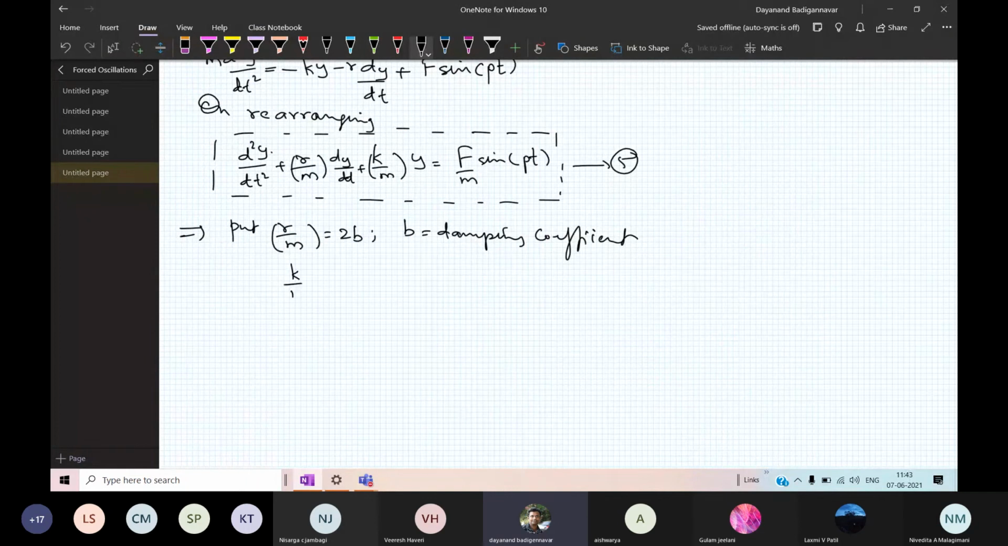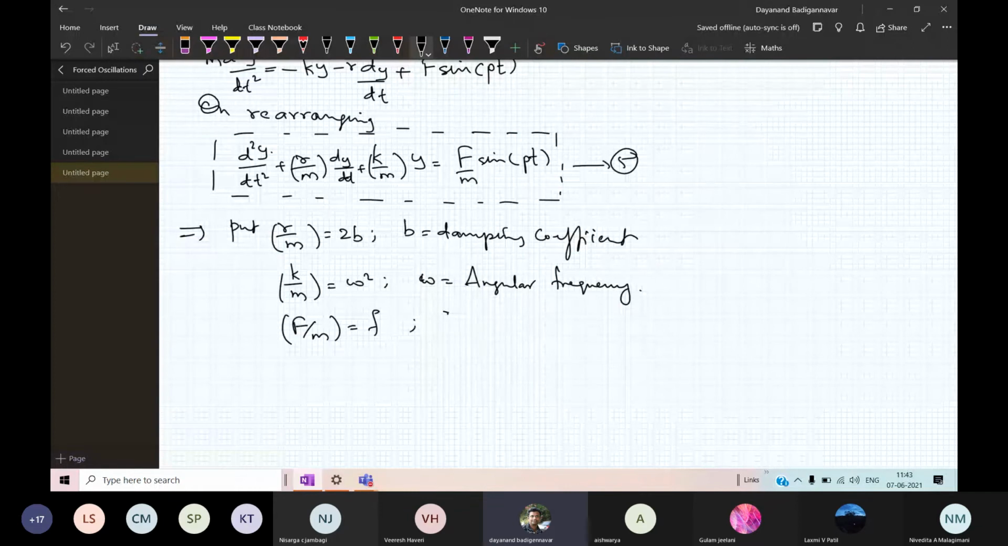K by M is equal to omega square, where omega is the angular frequency. Then capital F by M is a new term, capital F by M is small f. It is called the force per unit mass.